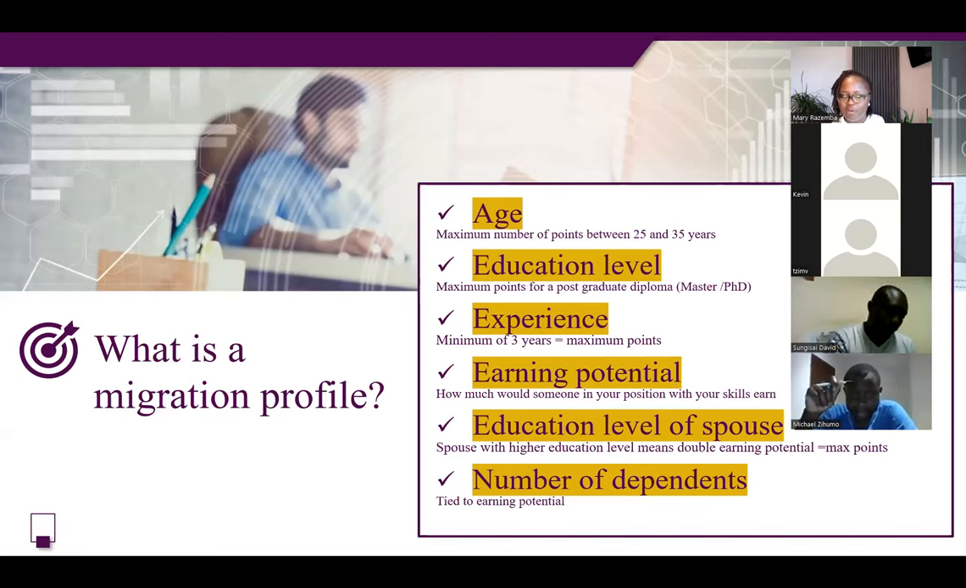The number of points that you have reduces after the age of 35, and even more so, I think the countries like Canada, once you are 40 or 45, actually, you have 0 points, which means they are not going to grant you a visa, no matter what the other aspects look like. Educational level is a very important one because this is the basis of your employability.